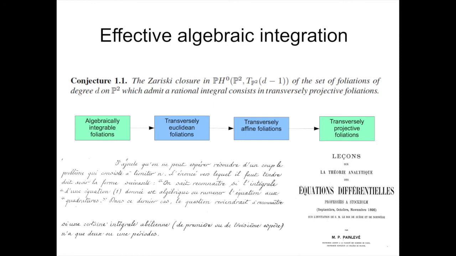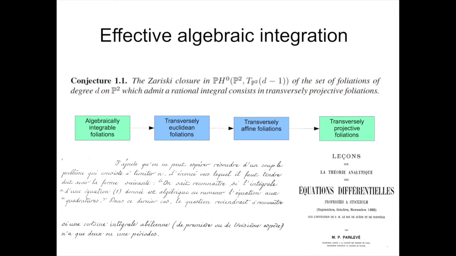But do you know for some reason that transversely projective foliations actually form an algebraic variety? For me, it's unclear. Perhaps the conjecture also assumes this? No, this is a strong conjecture. This is a weaker version. I'm just saying, take all foliations that have rational first integrals, take the Zariski closure of them, and I'm saying that this is contained in the set of transversely projective foliations, which might be more. It's contained.